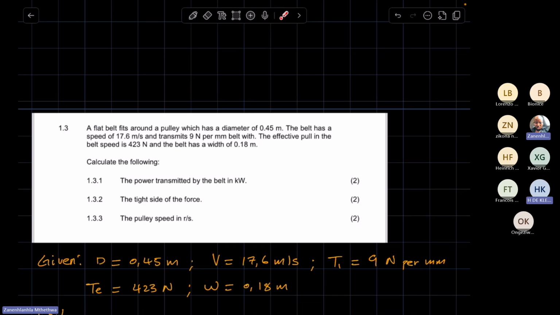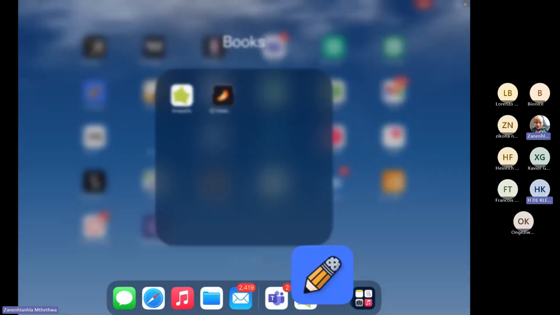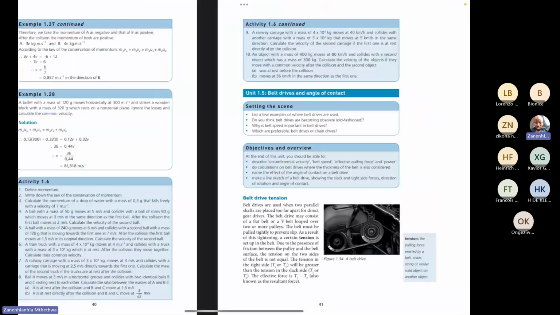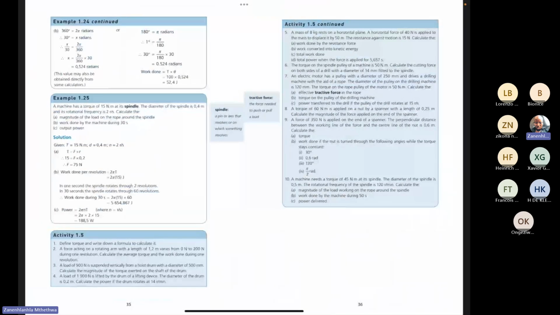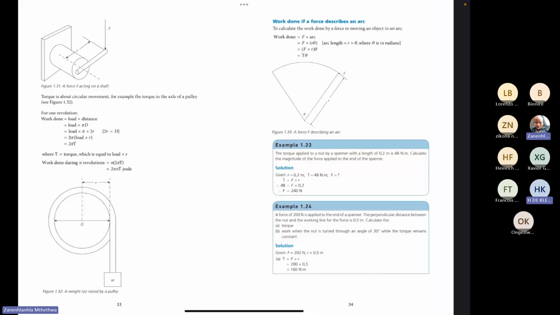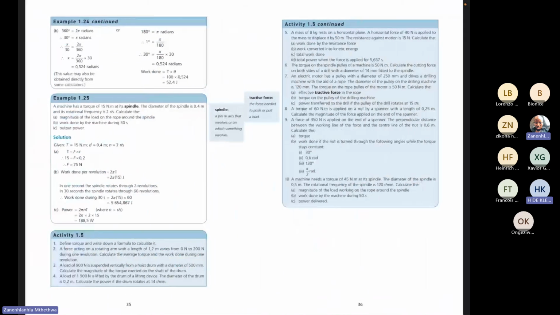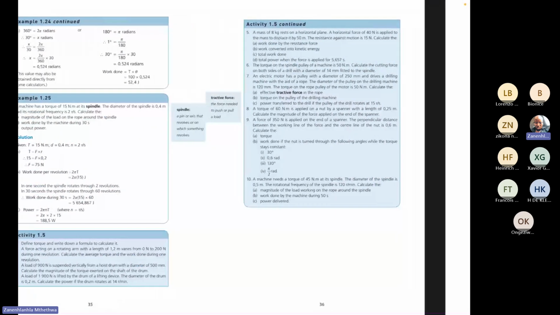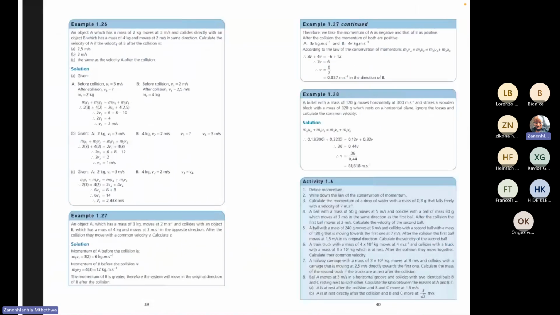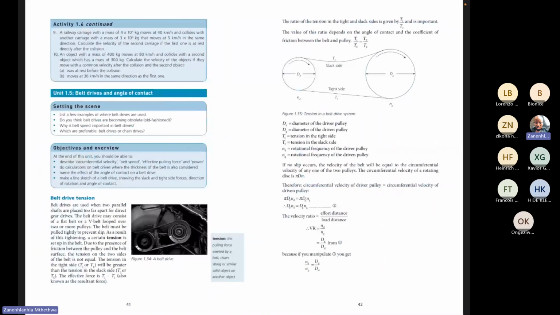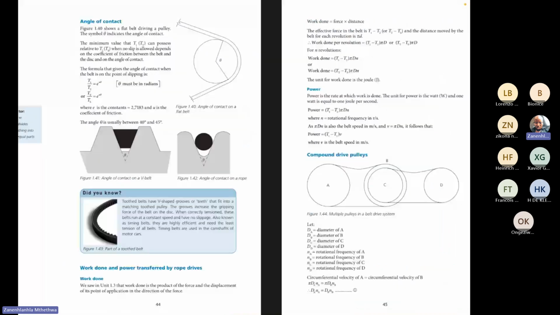I have just one question. Can I? Doing exercises 1.1 until 1.4, should that be okay to prepare us for the test on Tuesday? Let's see. 1.1 to 1.4. Yes, all the activities. Because 1.5 is based on work done by torque. We didn't cover that, so no need to do this one. No need to do 1.6 as well.